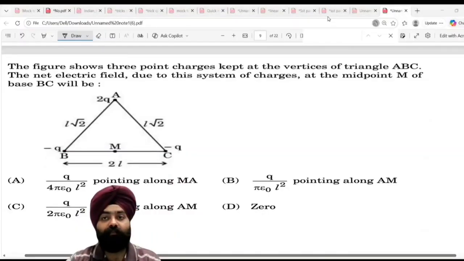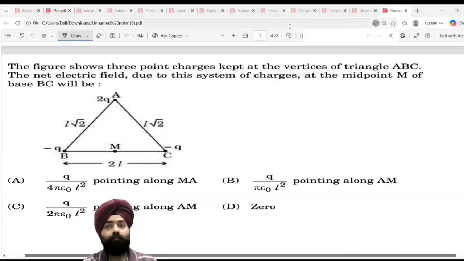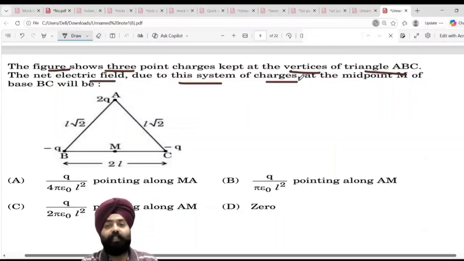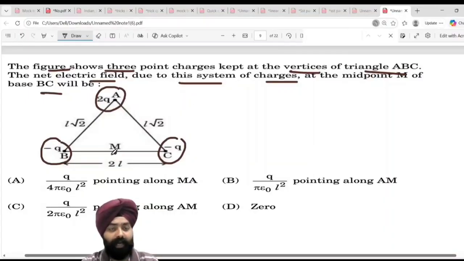See the next question. Try it. The question is, the figure shows 3 point charges kept at the vertices of triangle ABC. The net electric field due to this system of charges at the midpoint M of BC will be. There are 3 point charges. At B there is minus q, at C there is minus q, at A there is a charge 2q. And this is the midpoint M.